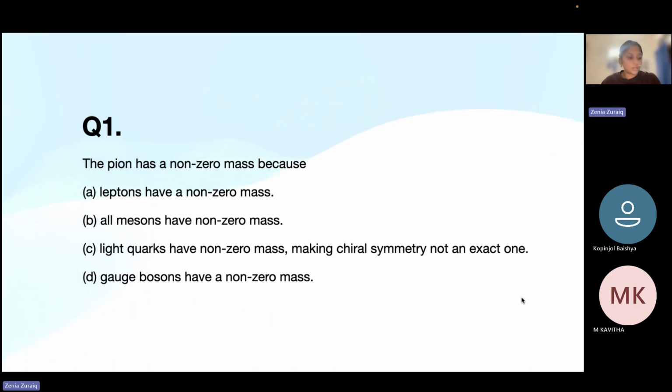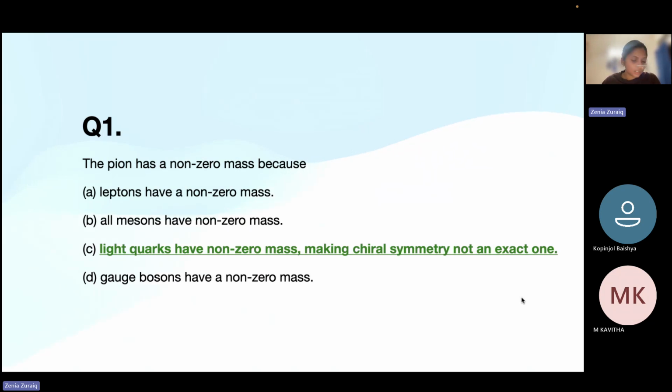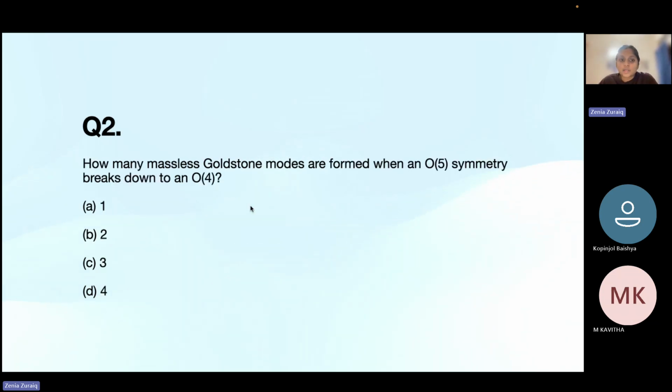Okay, so the answer is C, correct, which is that light quarks, as we discussed in the last slide, have some small mass, so their chiral symmetry is not exactly there. That's why they end up with a small mass in the theory. Okay, next question. How many massless Goldstone modes are formed when O5 symmetry breaks down to an O4?